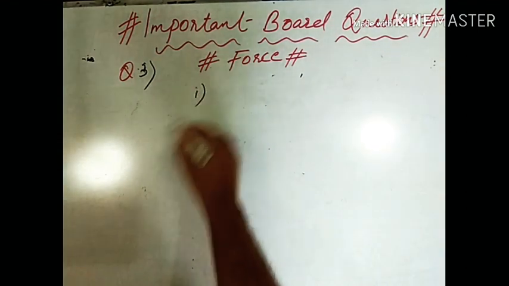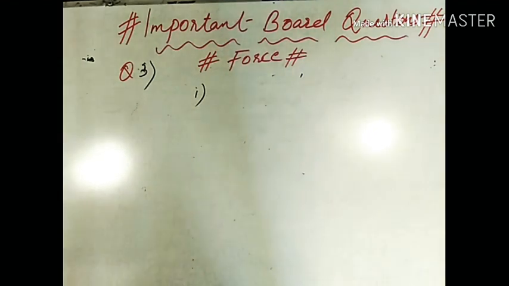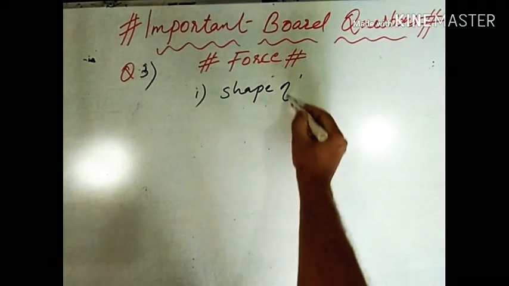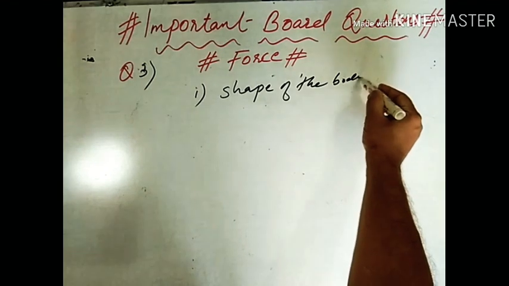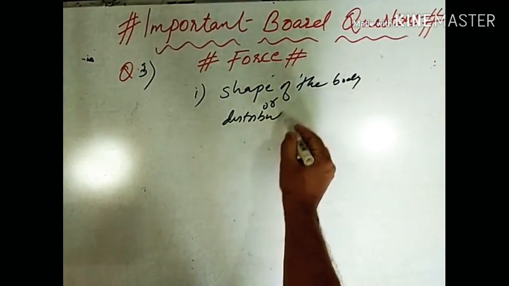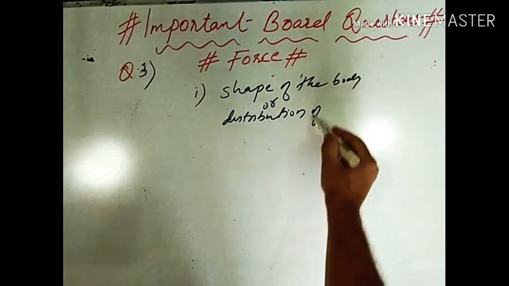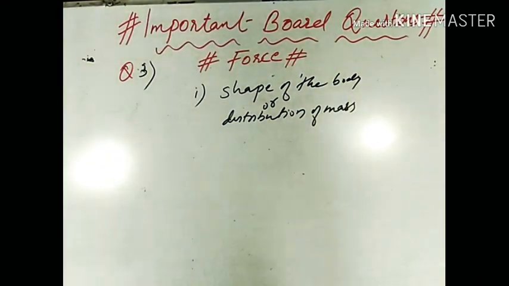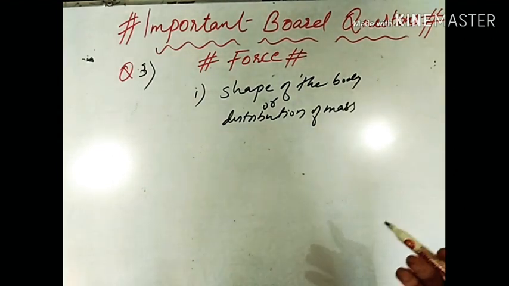On what factor does the position of the center of gravity of a body depend? As you know, the center of gravity depends on the distribution of mass or shape of the body. We have seen that the center of gravity depends on the distribution of mass of the body. Sometimes it lies outside the body. In which example does the center of gravity lie outside the body?